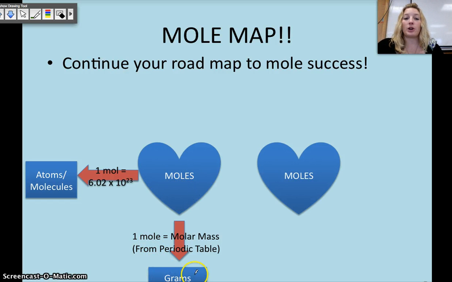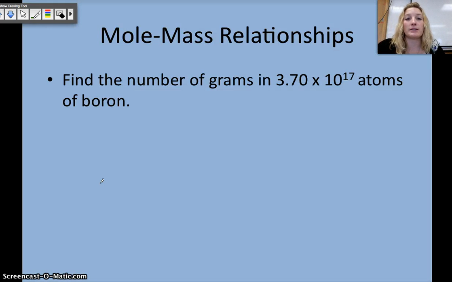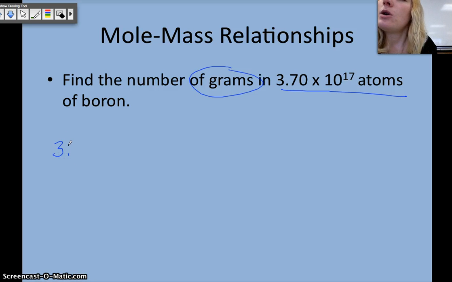So if I wanted to go from grams of something and figure out how many molecules, I could go grams to moles using my molar mass, and then moles to molecules using Avogadro's number. And vice versa, you can do the same thing. Each of these pathways is going to allow you to get from one thing to another using the conversions. So let's try one of these. If we want to know the number of grams in this many atoms of boron, we need to start out on our pathway at the atoms.